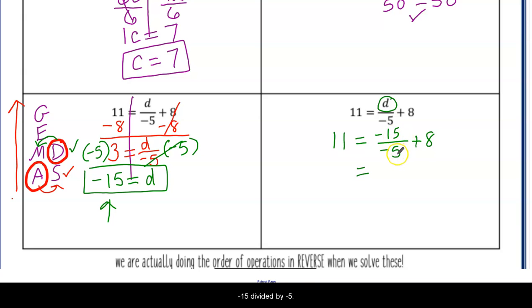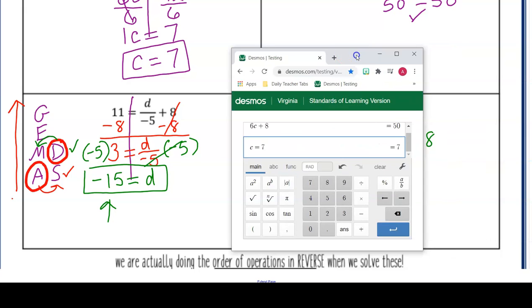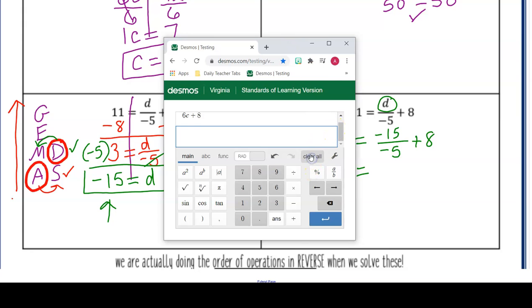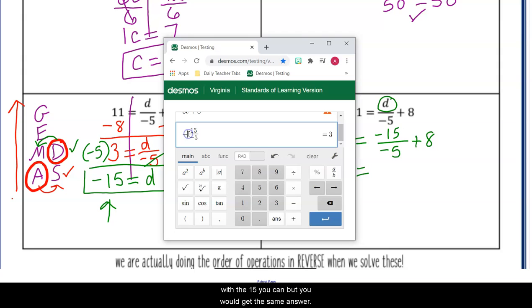Negative 15 divided by negative 5. Okay, if we needed to use a calculator, we could do that. So negative 15 divided by negative 5, you get 3. And if you wanted the negative sign to be up there with the 15, you can, but you would get the same answer. So I'm going to go ahead and make it look just like the problem. Negative 15 divided by negative 5 is positive 3.